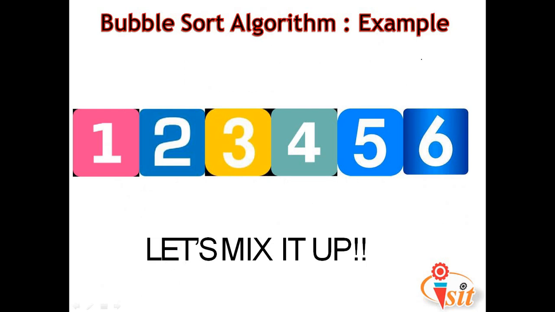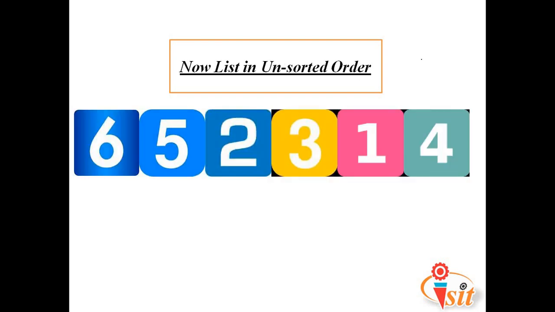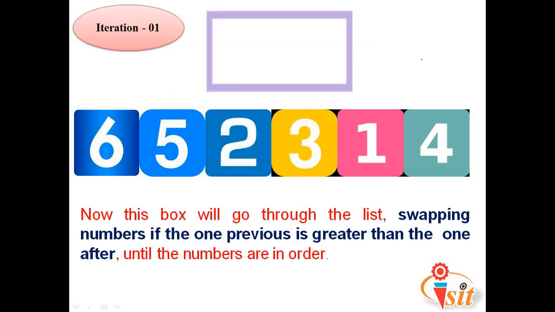Now we'll check one more example for the bubble sort algorithm. Now consider we have the elements 1, 2, 3, 4, 5 and 6, and all are in ascending order. Now consider we have reshuffled the elements like 6, 5, 2, 3, 1 and 4, and now all the elements are in unsorted order. So we will take a checkbox here, that is a box.